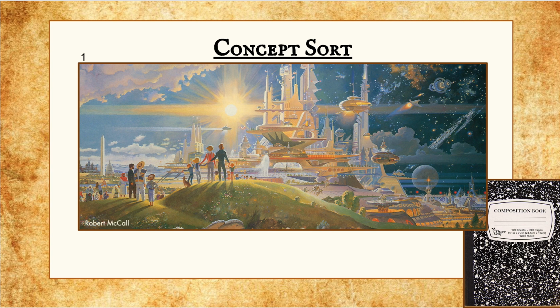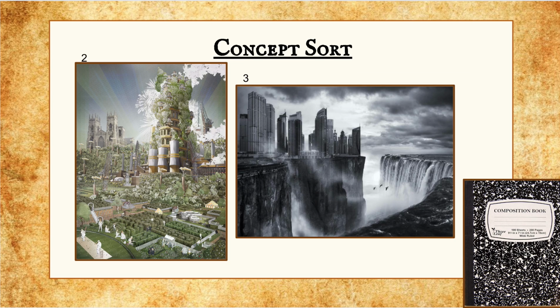Is this a utopia or a dystopia? Does this look like the best society or the worst society? Do those people look like they're suffering great injustice, or do they look like they have a wonderful life ahead of them? Number two and number three. Utopian or dystopian? The best society or just the worst society?